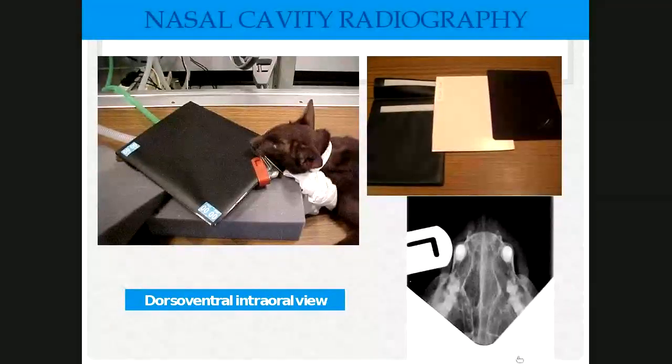Alternatively, and it's not going to be discussed in these lectures, but one can look it up if interested, one can do an open mouth ventrodorsal view. So the patient lies in dorsal recumbency with its head tilted back and the mouth opened. And then the beam is aimed from ventrally to dorsally. And then one avoids the superimposition of mandibles by opening the mouth.